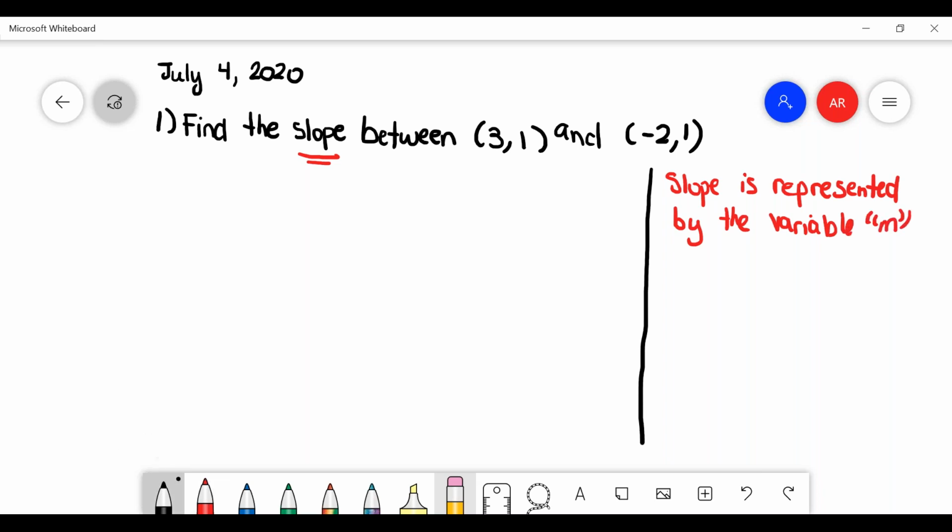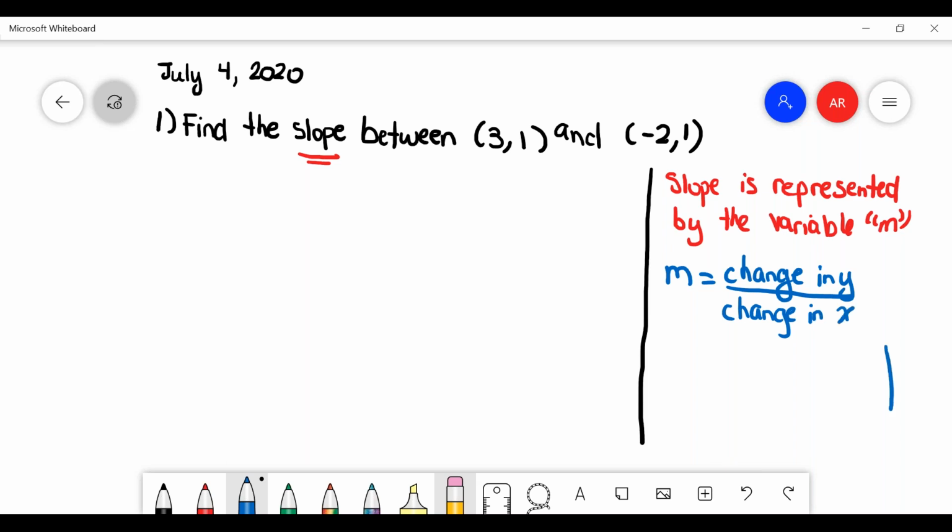and slope is basically another way of saying the change in y over the change in x. So I'm just going to write that down. So m, which is a variable which represents slope, is equal to the change in y divided by the change in x. And what I mean by this is just simply the change up the y-axis divided by the change along the x-axis. And we'll look further in depth into that when we actually solve these kinds of problems.